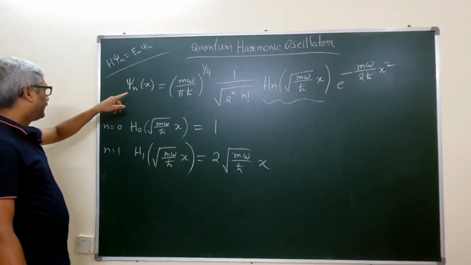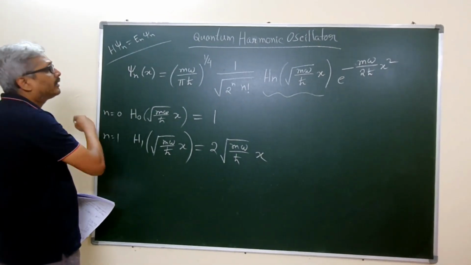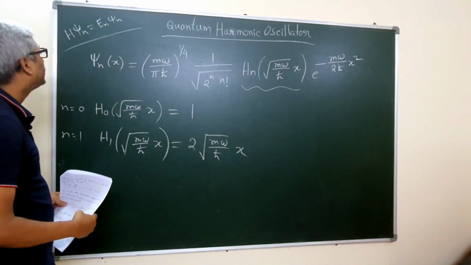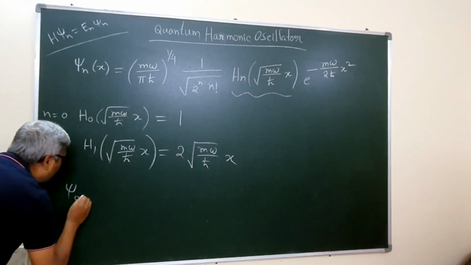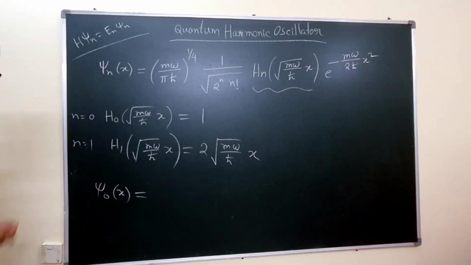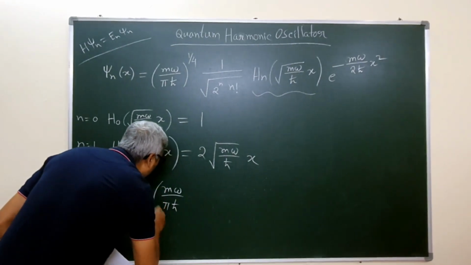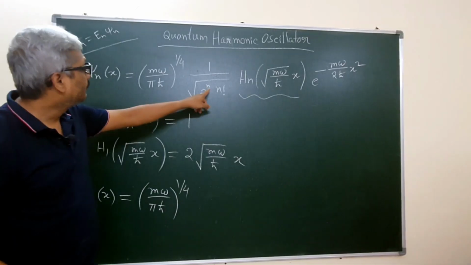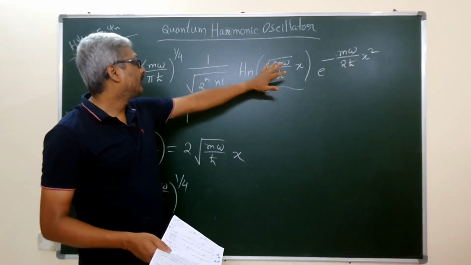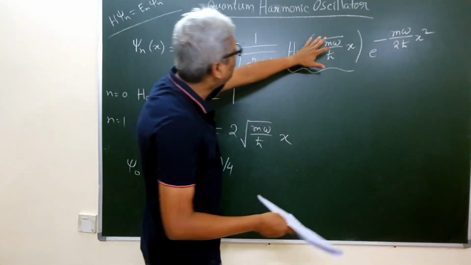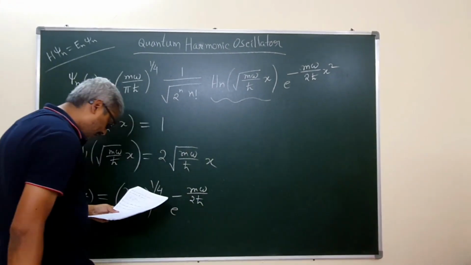n equal to 0 is the ground state of this harmonic oscillator. If we put n equal to 0 over here, that gives us the ground state, or the lowest energy state, psi 0(x). Here we have m omega by pi h bar to the power 1 by 4. n equal to 0 means 2 to the power 0, which is 1, and 0 factorial is 1, so this factor becomes 1. H 0, whatever is in the argument, gives 1, so this factor also becomes 1. Then we have only this factor left, e to the power minus m omega by twice h bar x square.